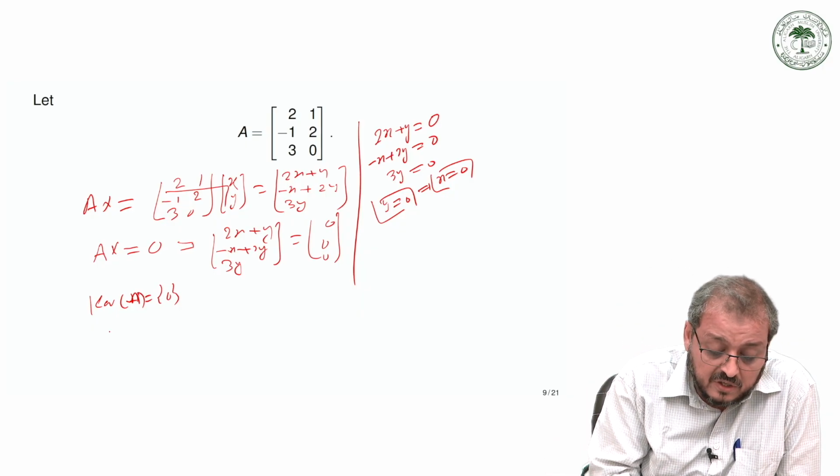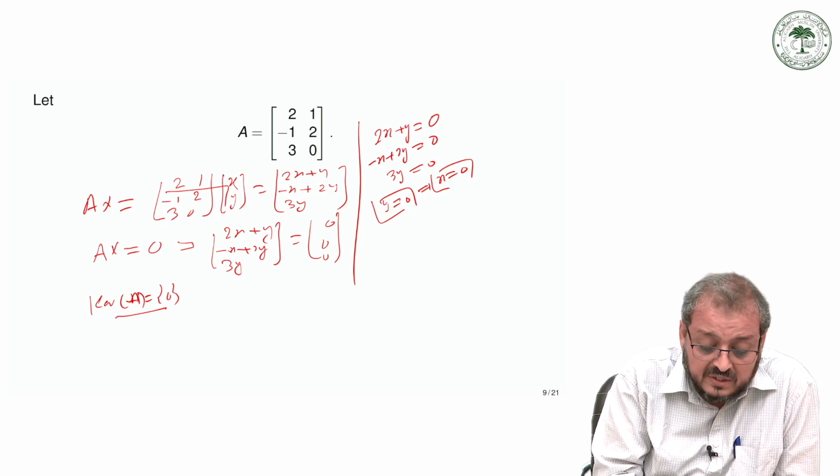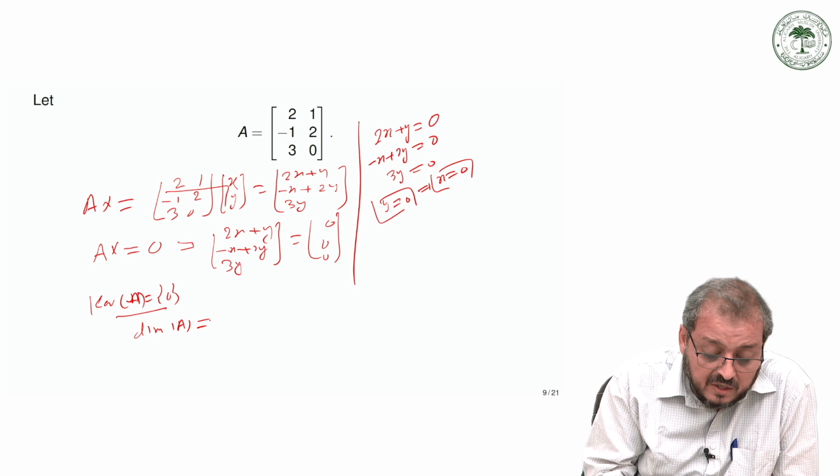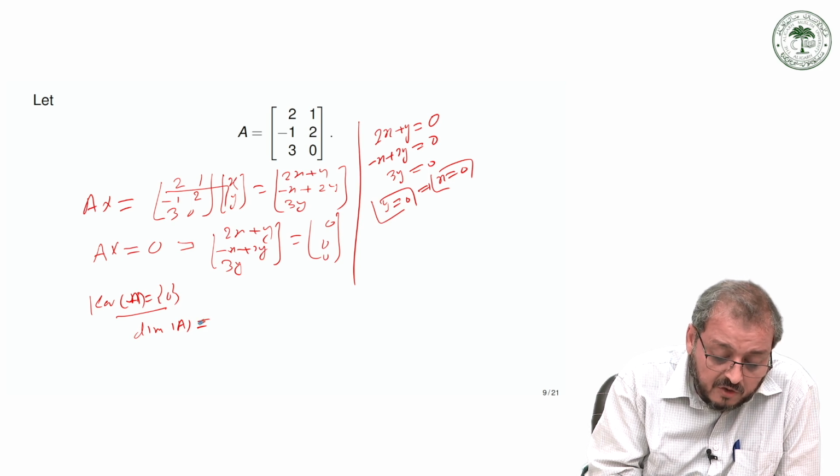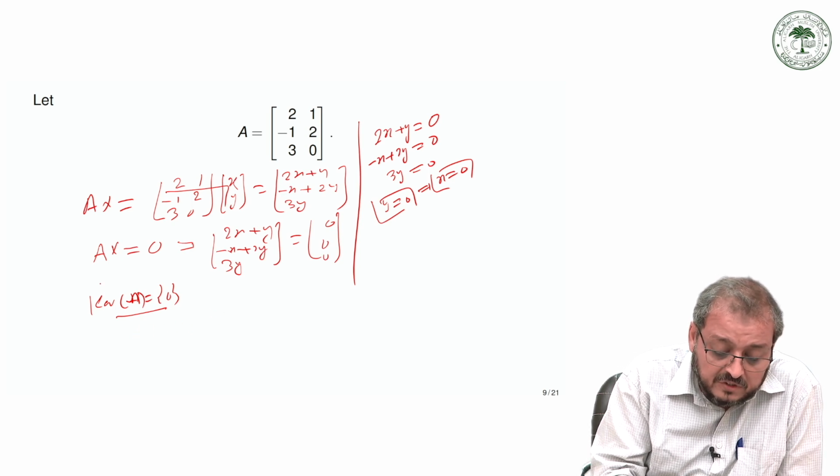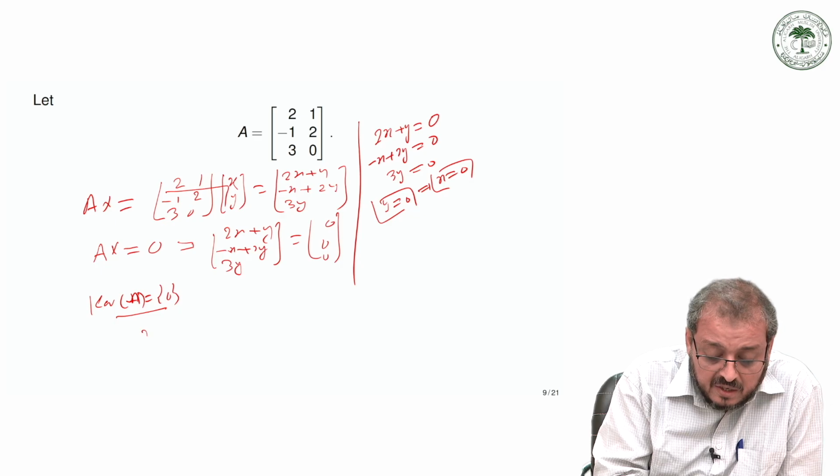So this means clearly the kernel is equal to 0, and then we can say that the dimension of the kernel of A, that is the nullity of A, is equal to 0.